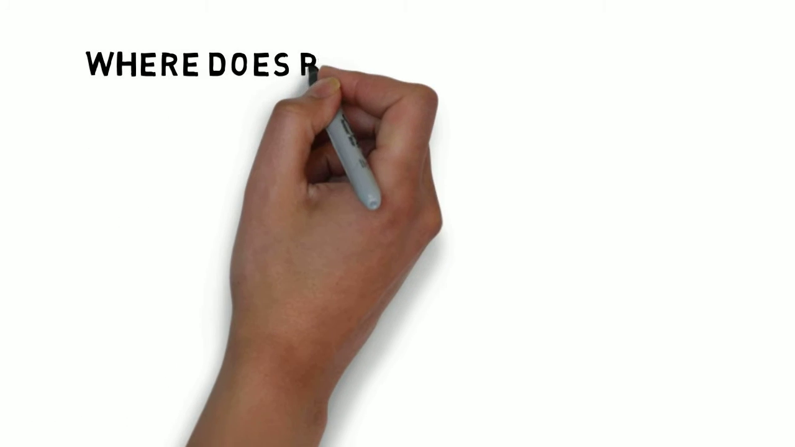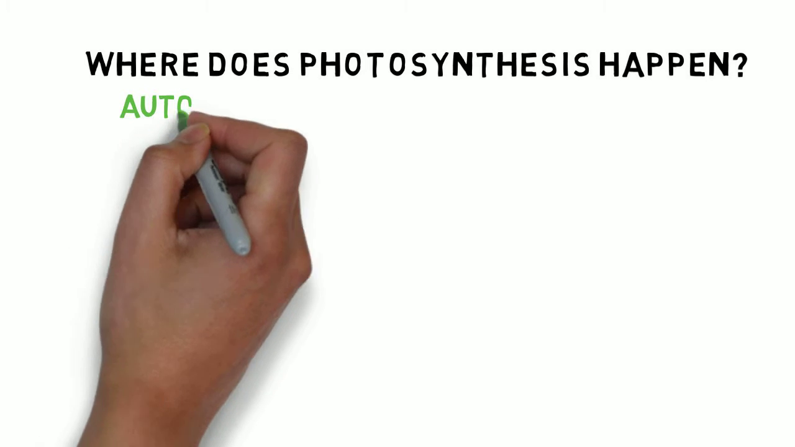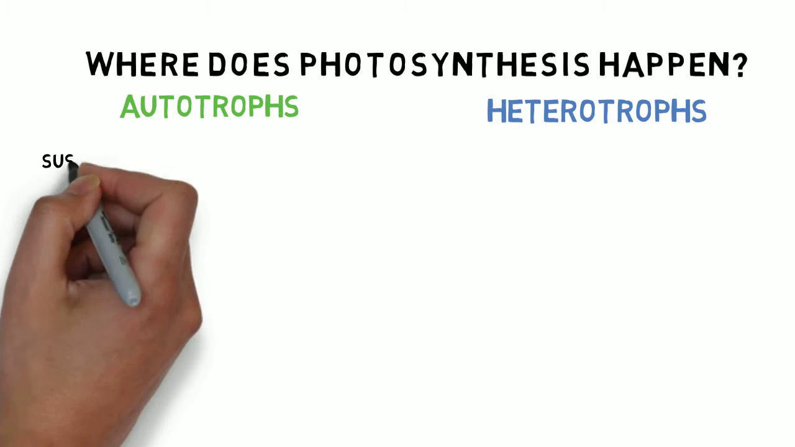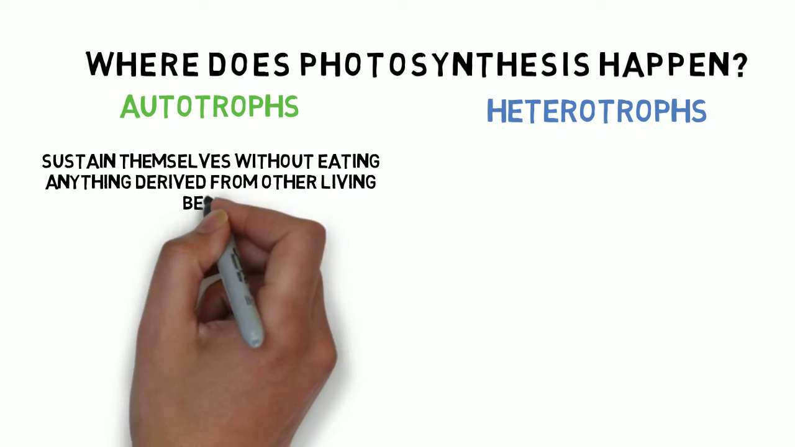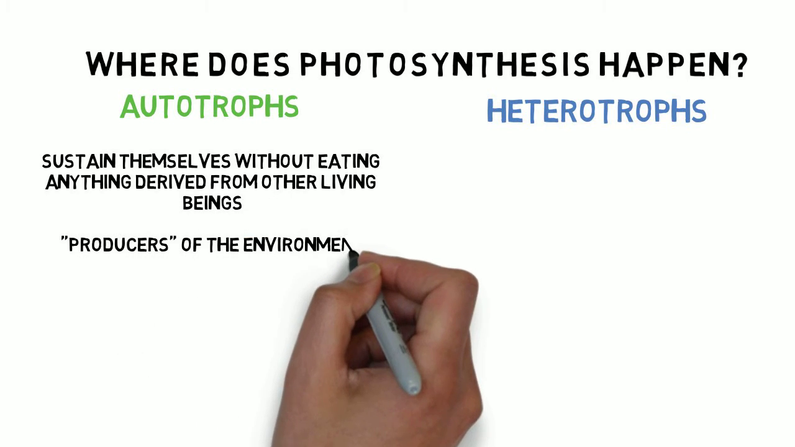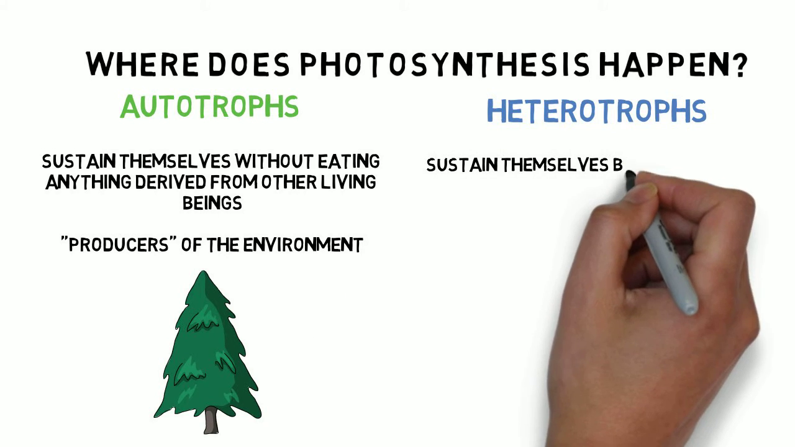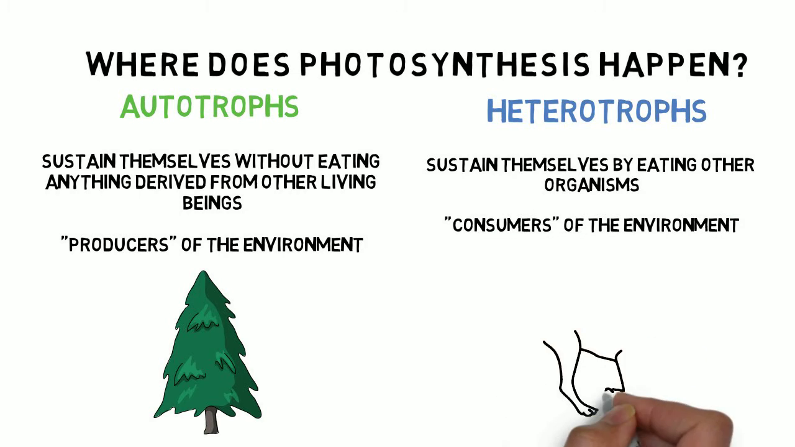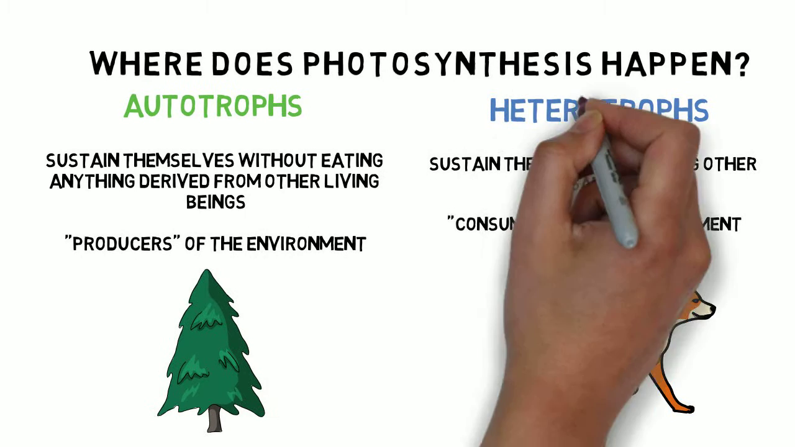First, where does photosynthesis happen? In order to answer this question, you need to understand the difference between autotrophs and heterotrophs. Autotrophs are organisms that sustain themselves without eating anything derived from other living beings. They are known as the producers of the environment. On the other hand, heterotrophs are organisms that sustain themselves by eating other organisms. They are known as the consumers of the environment. Only autotrophs undergo photosynthesis because they must make their own food to survive.